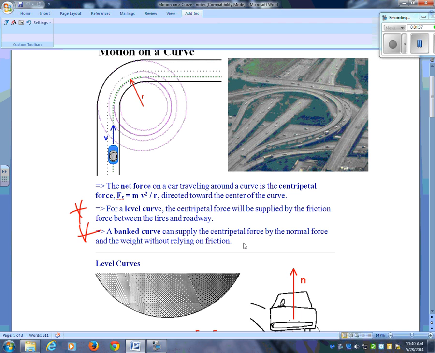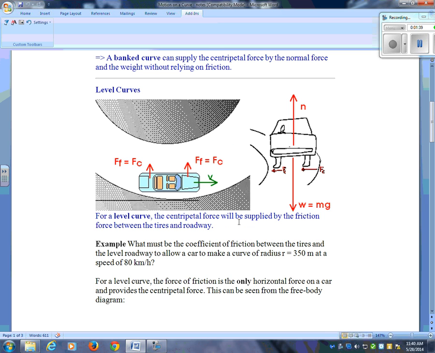So we're going to start with talking about level curves. Here's the top view of a car going around a corner. The green indicates the velocity forward, and we have a centripetal force caused by friction forcing it towards the center. Here's the view looking at the rear of the car. You have a normal force up, you have the weight force mg down. For a level curve, the centripetal force will be supplied by the friction force between the tires and the roadway.